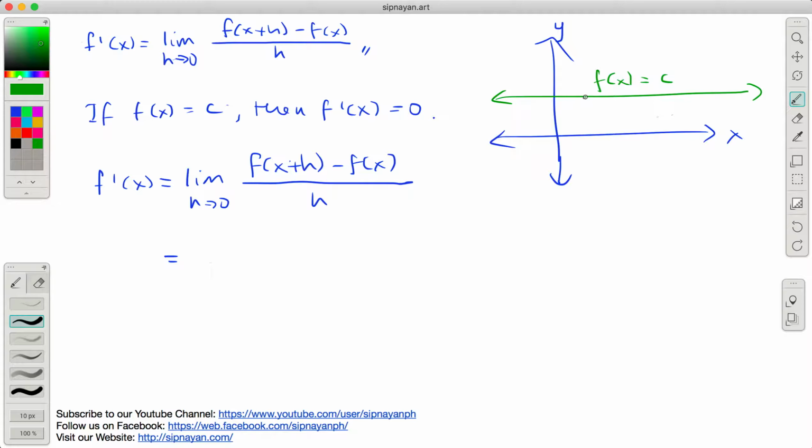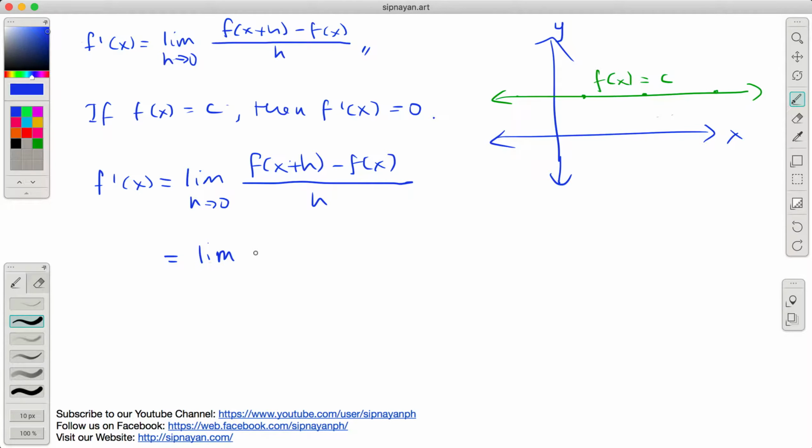Anong mapapansin nyo? Lahat ng f of x niya, pare-pareho kasi constant function siya. At this point, f of x equals c. At this point, f of x equals c. In fact, all the points. Kung ano may value ng c mo. For example, f of x equals 1. So, lahat yan, puro 1 yung y value niya. So, ibig sabihin yung f of x na yan, c yan, di ba? Kasi kahit saan naman siya c.